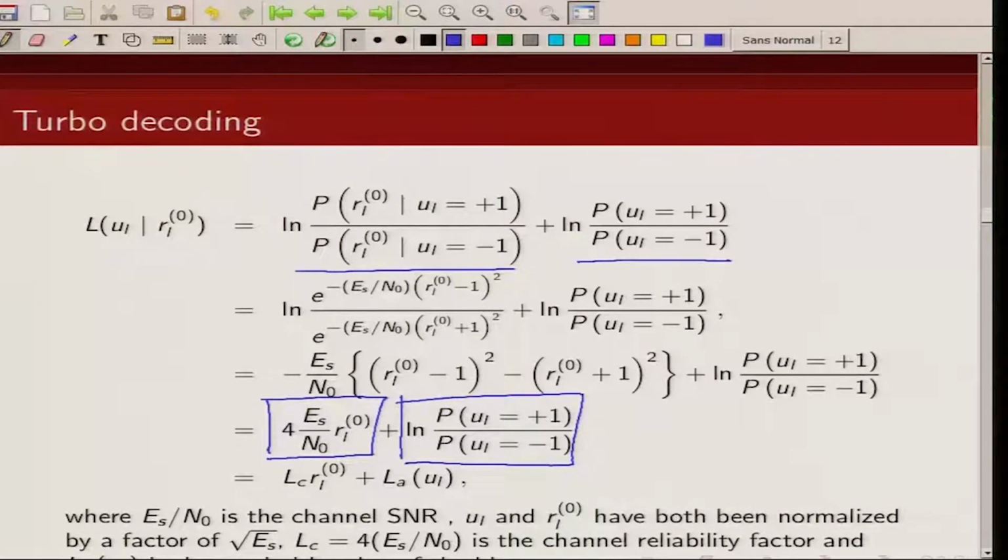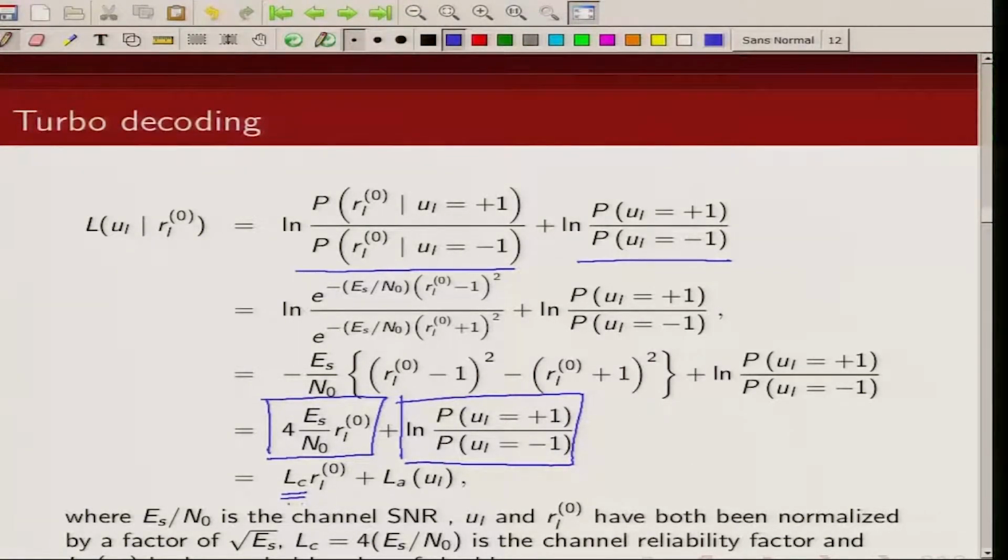Now, what is this? It is 4 times Es by N naught times RL0, where RL0 is my received information sequence. So, this 4 Es by N naught I am writing as L sub C and calling it the channel reliability factor. So, it depends on the signal to noise ratio of the channel, and this you can see is log of the probability of UL being +1 divided by UL being -1. This is a priori knowledge about the information bit being +1 or -1.